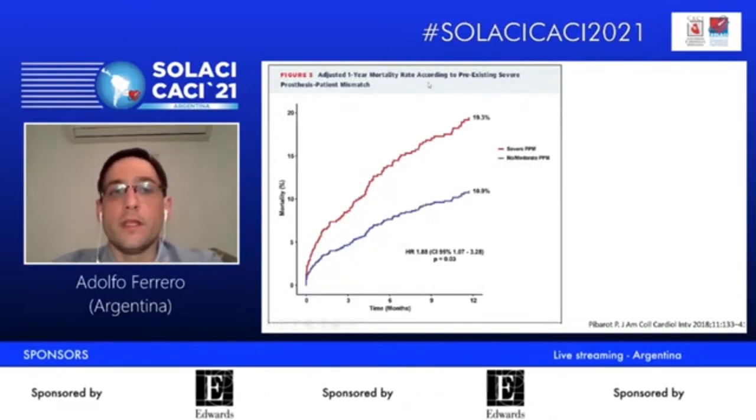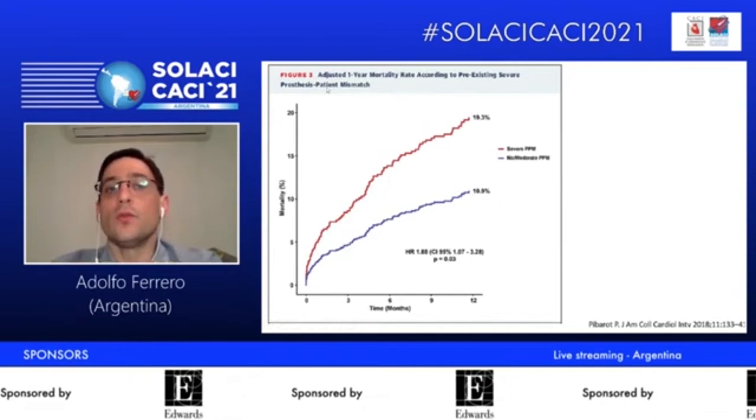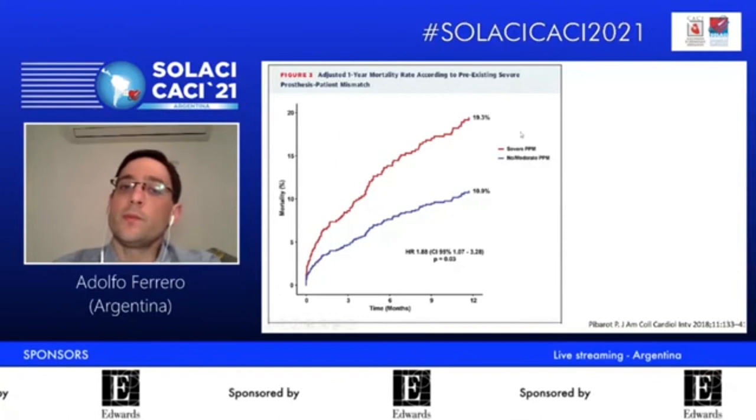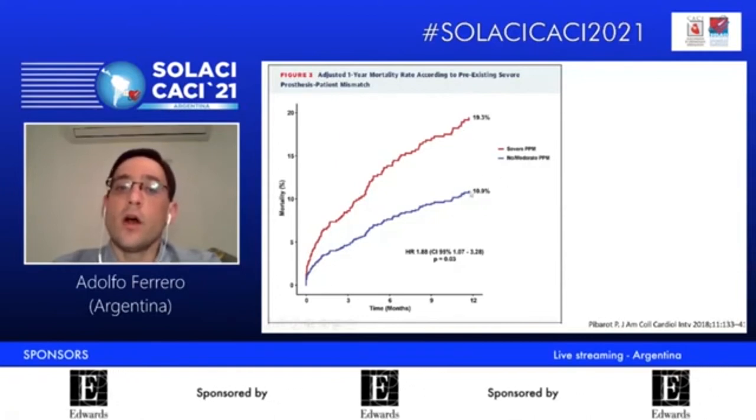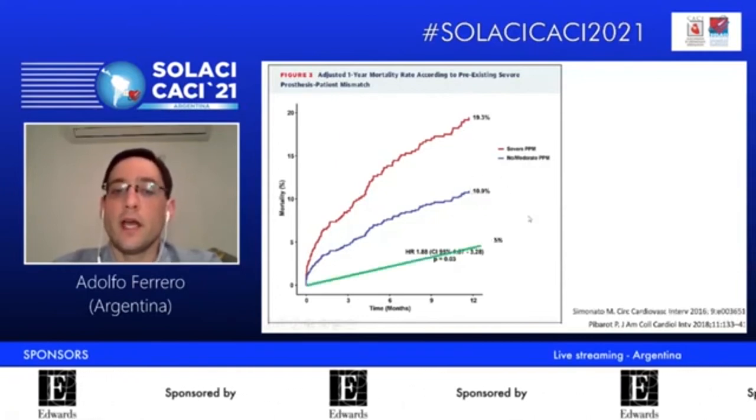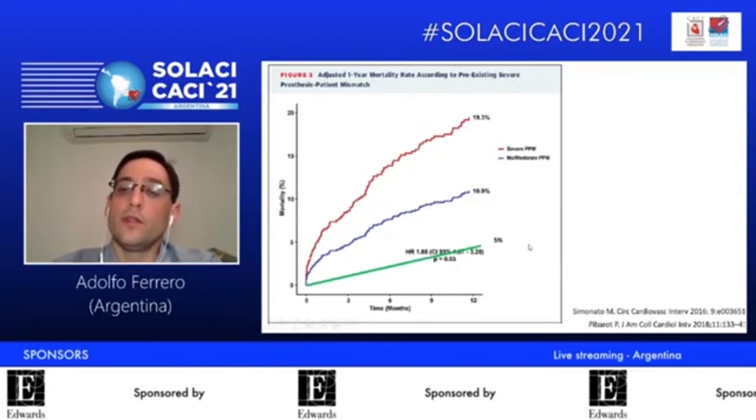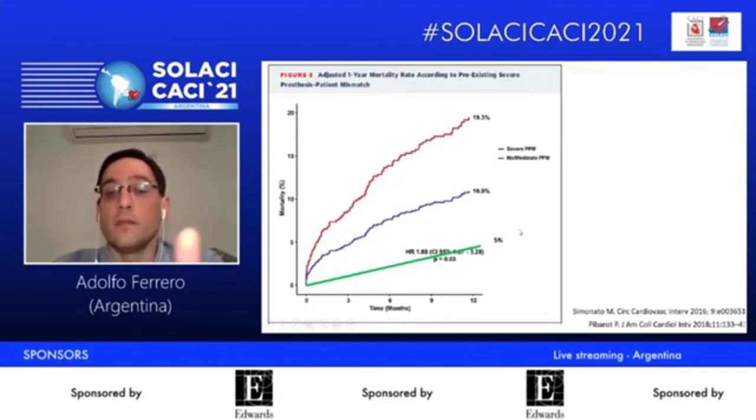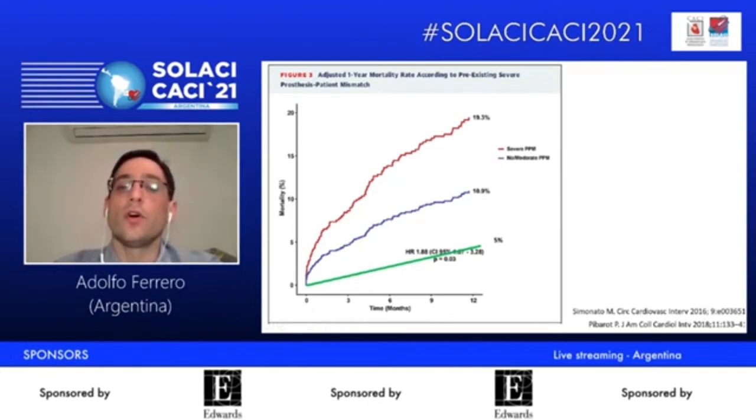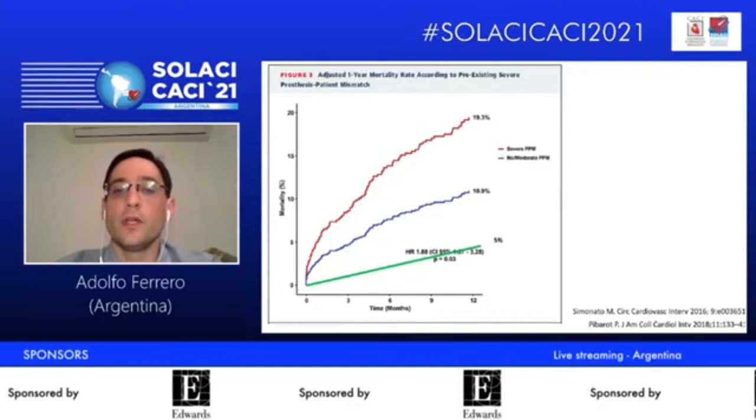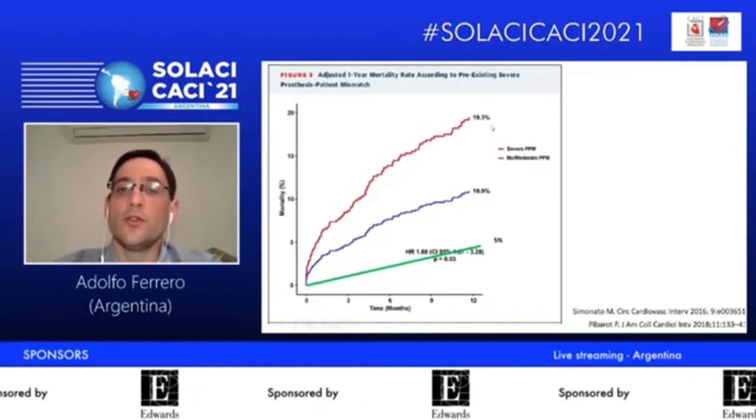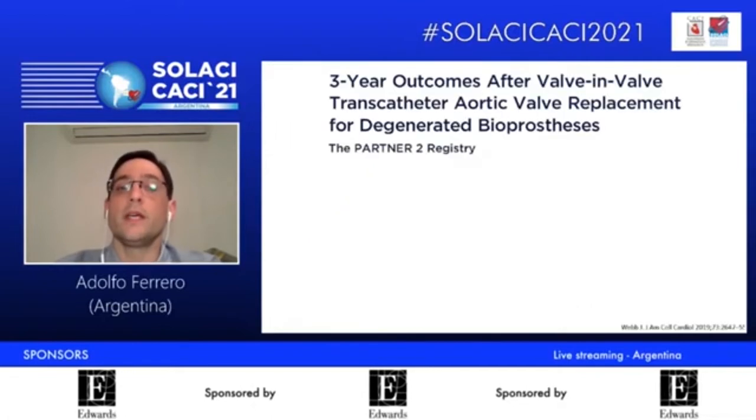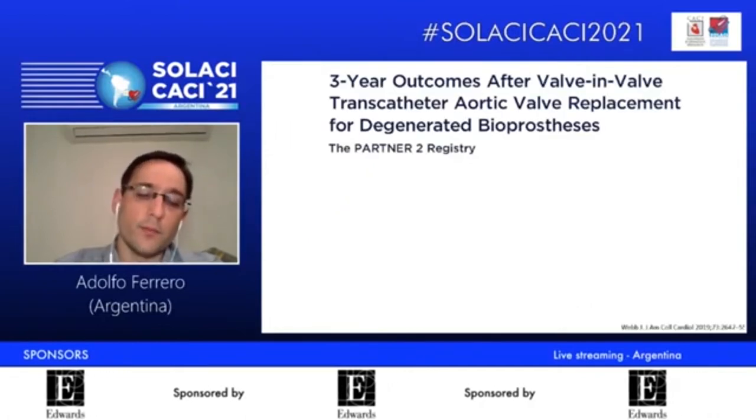And you can see here, adjusted to 1 year, the mortality in severe prosthesis-patient mismatch is almost 20%, 11% in moderate, and the old version of the trial said that the whole population has almost 5% of death. So you have about four times more mortality in the severe PPM population.